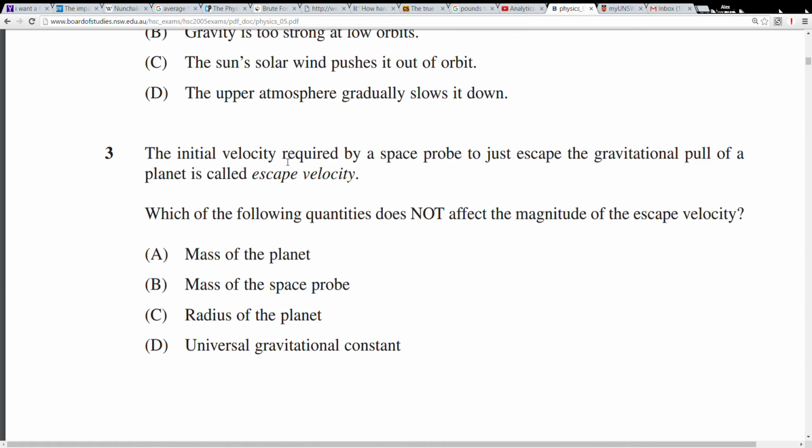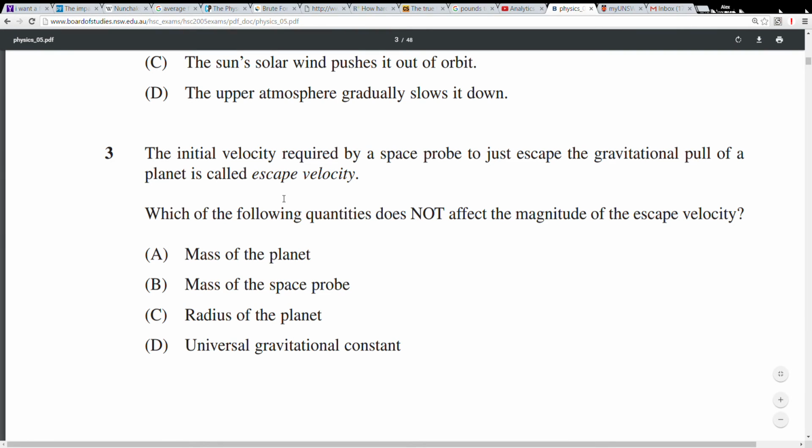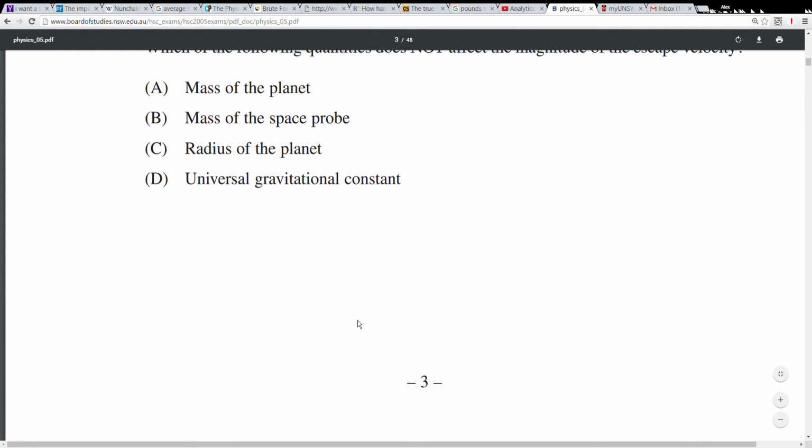The initial velocity required by a space probe to just escape the gravitational pull of a planet is called escape velocity. Which of the following quantities does not affect the magnitude of the escape velocity? So remember that escape velocity is equal to the square root of 2GM over r, where M is the mass of the planet. So in that case, B is the right answer here. The mass of the probe doesn't matter.